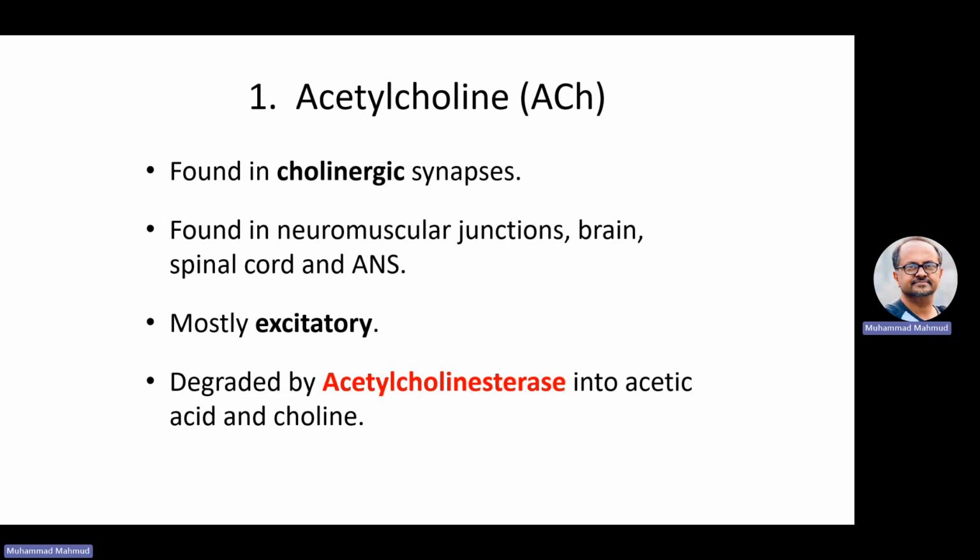Acetylcholine in the nervous system is found in cholinergic synapses. So cholinergic, acetylcholine, right? You can correlate those 2 words. And they are found in the neuromuscular junction, brain, spinal cord, and autonomic nervous system. Mostly excitatory, stimulating the next nerve. And they are degraded by the enzyme acetylcholinesterase into acetic acid and choline. So this enzyme plays an important role in the degradation of acetylcholine.